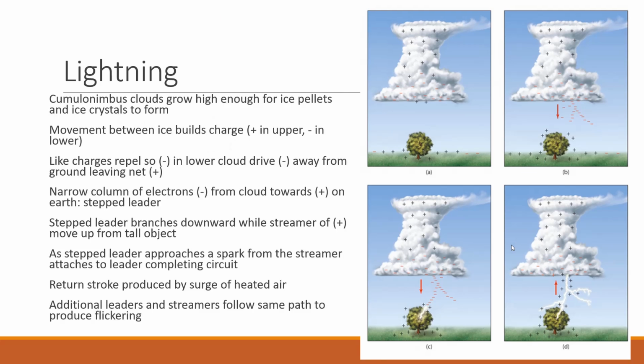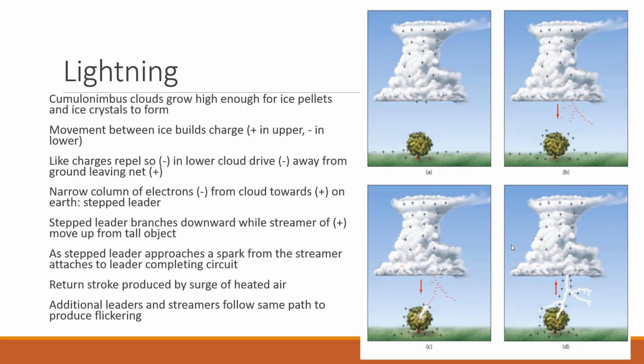So the way that we develop cloud to ground lightning is that cumulonimbus clouds will grow high enough for ice pellets and ice crystals to form in the upper reaches. Movement between those ice pellets will build a charge, so we tend to get positive charge in the upper part of the cloud and then negative in the lower. Remember, like charges repel one another. So the negative charges that collect in the lower part of the cloud will repel the negative charges from the ground, leaving a net positive on the ground below it.